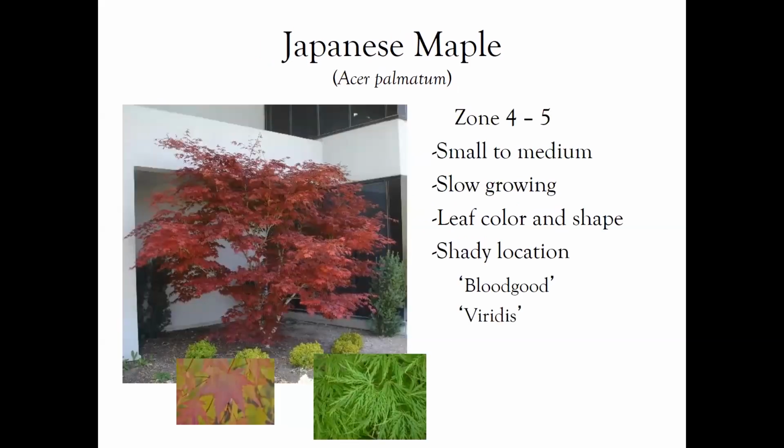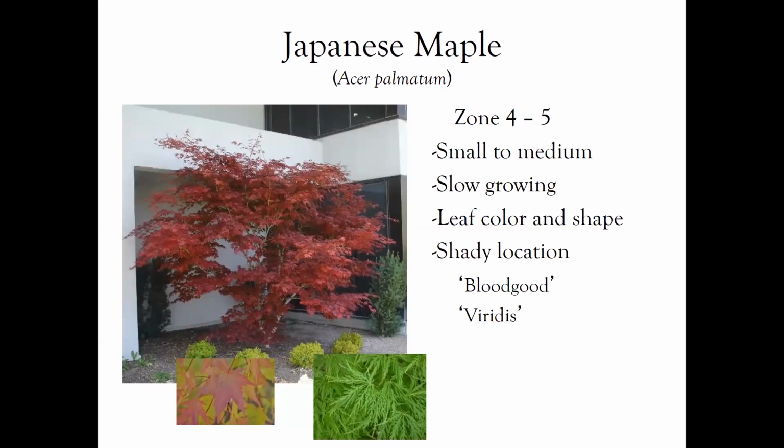Japanese maple or Acer palmatum. These are small to medium trees. Usually we consider small, very slow growing. They come in a wide variety of leaf colors and shapes. They do best in Utah in a shady location, and where they grow natively is more as an understory plant, so they're genetically adapted to some shade.